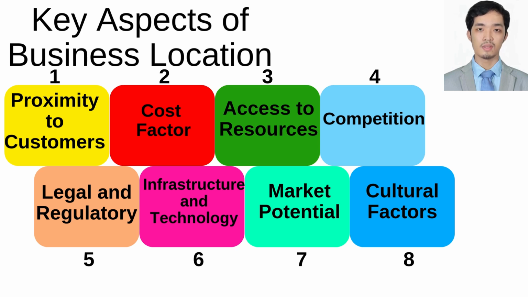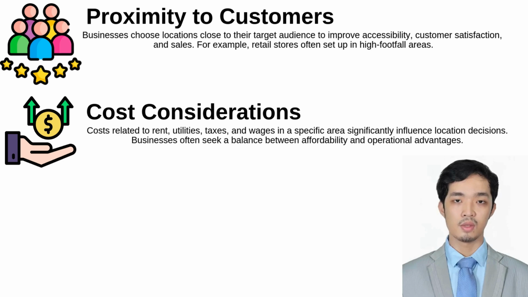There are 8 aspects. First, proximity to customers, cost factor, access to resources, competition, legal and regulatory, infrastructure and technology, market potential, and last but not least, cultural factors. Proximity to customers: businesses choose locations close to their target audience to improve accessibility, customer satisfaction, and sales. For example, retail stores often set up in high-footfall areas.